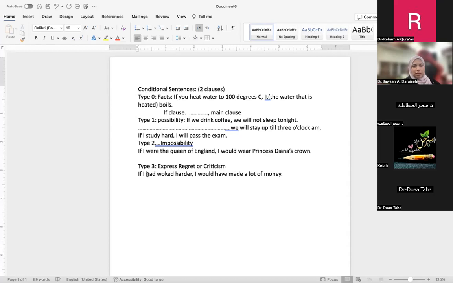Can you look at the verbs? Is it a type one? Look at the if clause. What do you have in the if clause? You have had worked. So we don't have past simple like here, where in type two we had a verb in the past simple. Here we have past perfect, good, thank you. And in the main clause we don't have would plus base form. We have would plus have plus verb three, the rule.